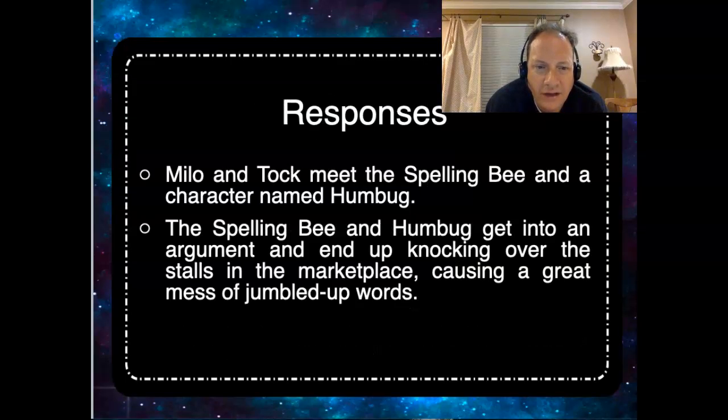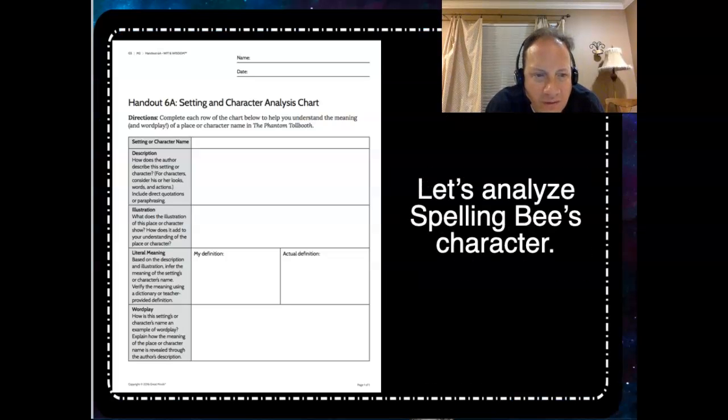All right. Now, Milo and Tock, they meet the spelling bee and a character named Humbug. Now, the spelling bee and Humbug, they get into an argument and end up knocking over the stalls in the marketplace, and they cause a great mess of jumbled up words, which we'll talk about.